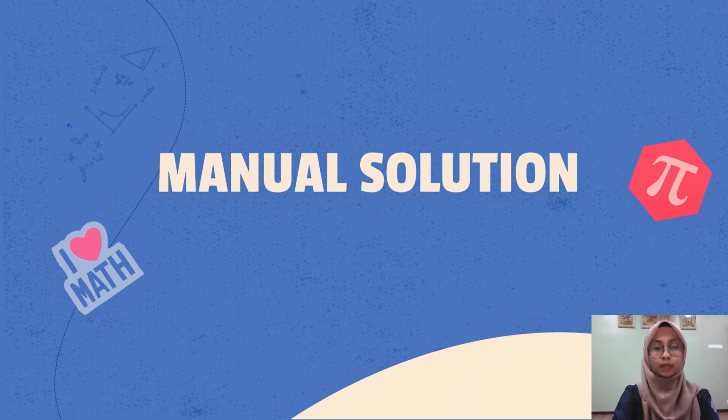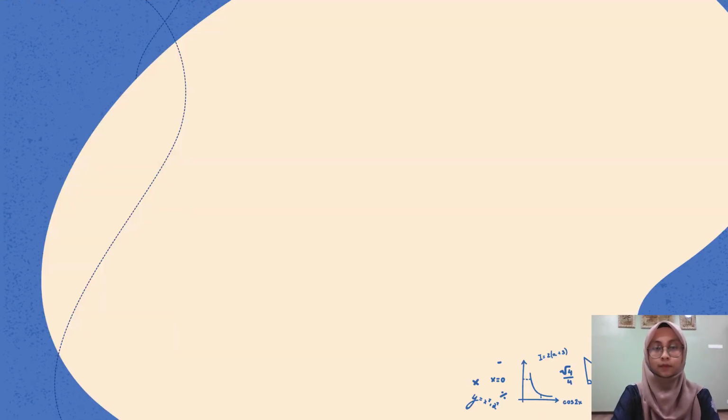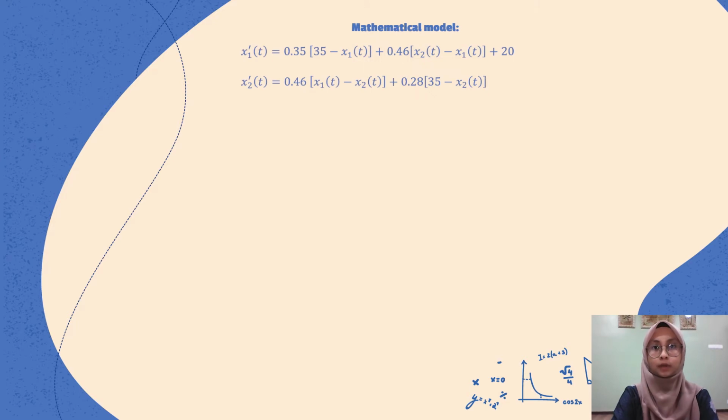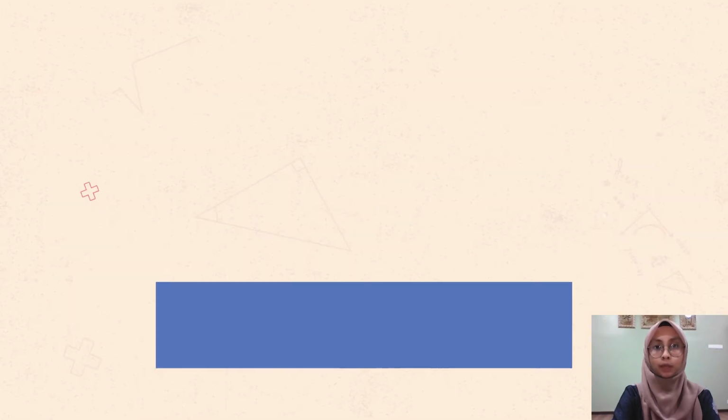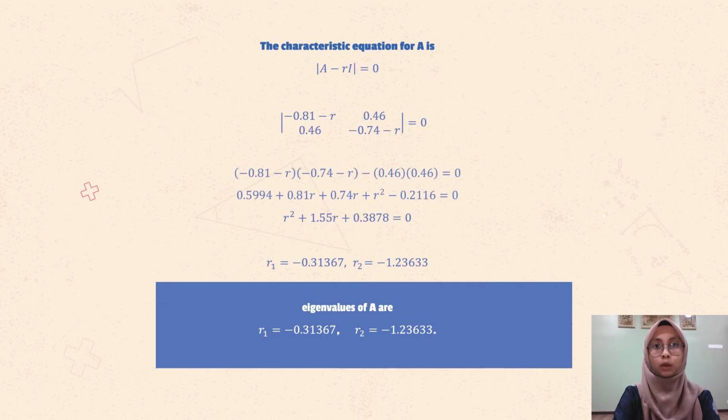Okay, now I will present to you our manual solution. Firstly, this is our mathematical model. After we expand the mathematical model, we get this equation, and then we use the method of undetermined coefficients, we get this equation. Then we took out the A. From A, we need to find the eigenvalues. After we do the calculation, we get two eigenvalues, which are R1 and R2.